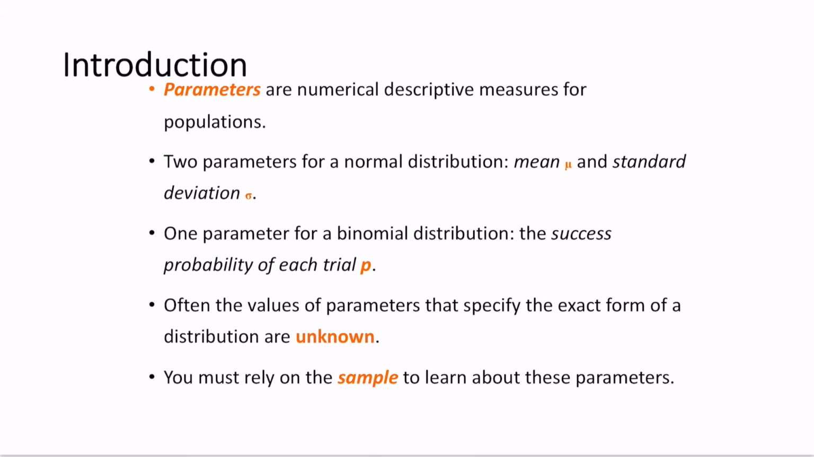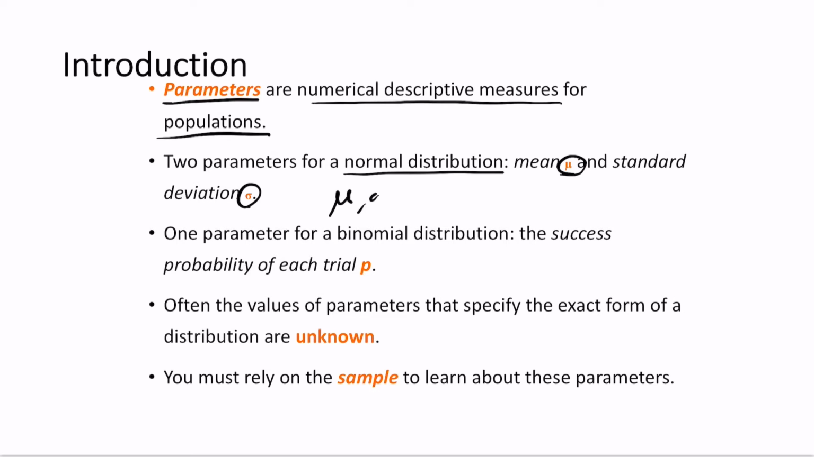So we discussed the two parameters that we generally need to describe any given distribution. We call them parameters, the numerical descriptive measures of a population. The two measures that we use for the normal distribution are mu and sigma. If you know mu and sigma, you can describe the entire distribution. There is one parameter for a binomial distribution. The binomial distribution requires p. You just need to know the probability of each trial.